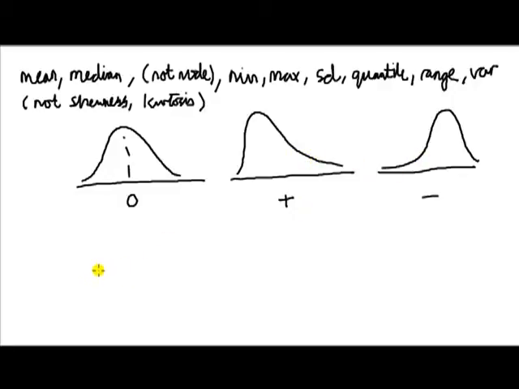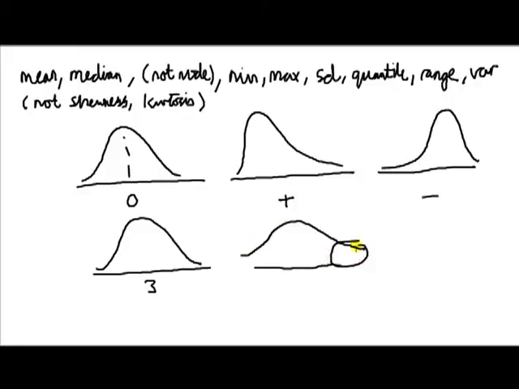Kurtosis measures the thickness of the tail relative to a normal distribution. The kurtosis for a normal distribution is 3. If you've got fatter tails, the kurtosis is going to be bigger than 3. And if you've got thinner tails, then kurtosis is going to be less than 3.